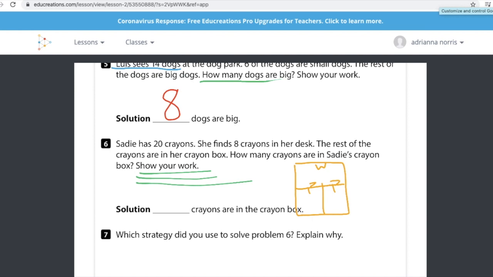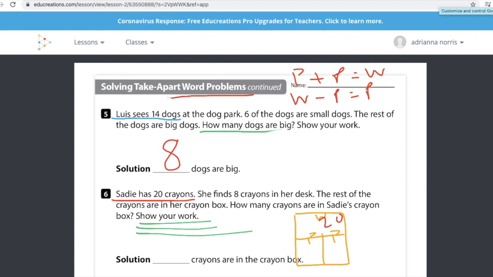The first question we need to ask is, did they tell us our whole? Having our whole sometimes is the most important thing we want to figure out. So, do we know our whole? Your brain should have said yes, because it tells us right here, Sadie has 20 crayons. So we know that our whole is 20.